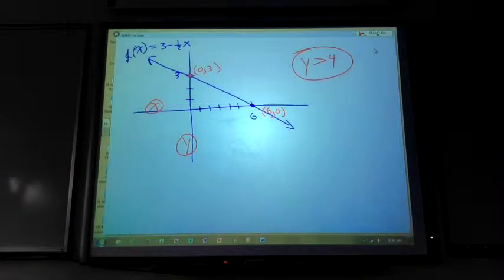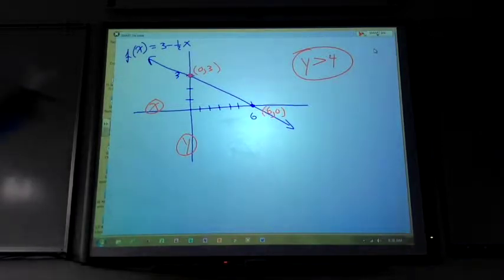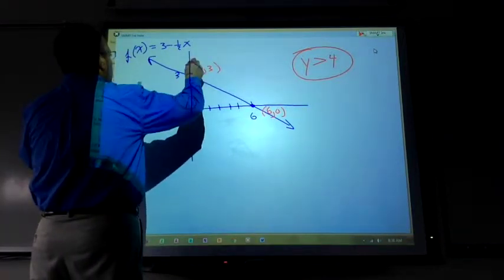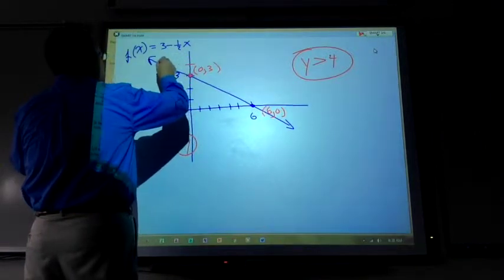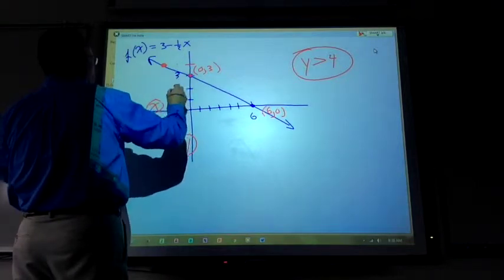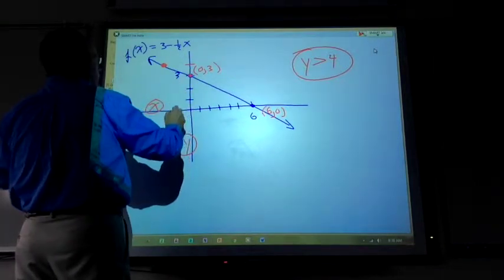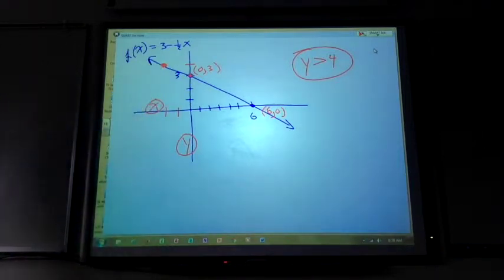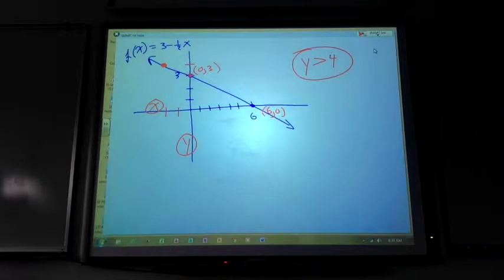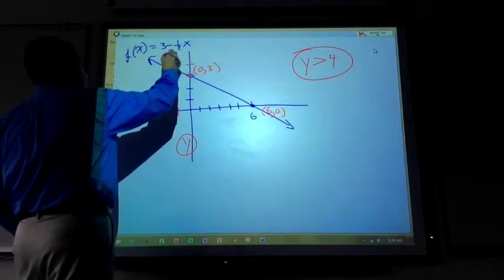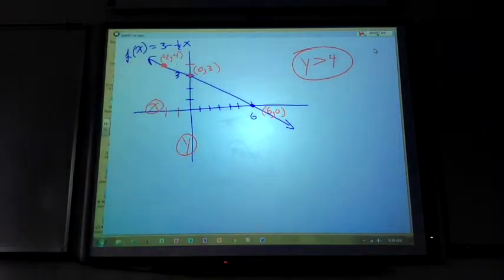So it looks like right 2. So if I were to go up 1 and left 2, okay? So that is the point. What point is this right here, and how did I get there? What point do you think that is? Negative 2, 4. Okay, now how did I just get there? How did I know that?